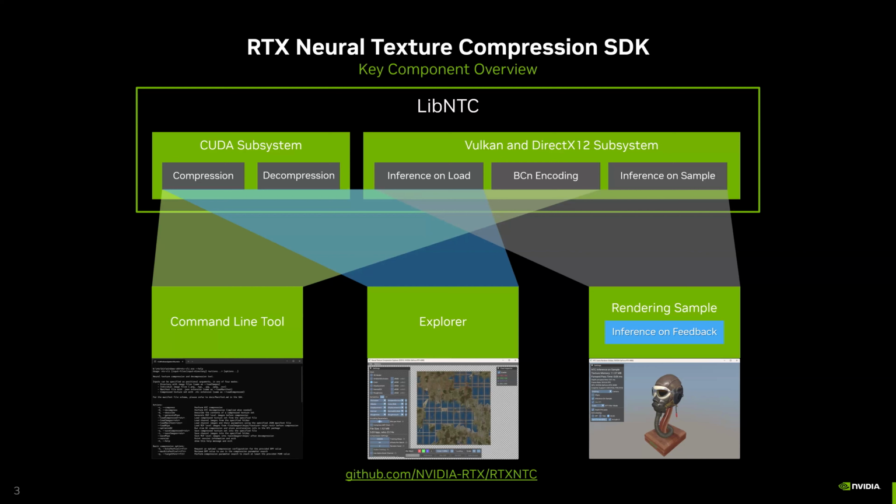And then the third application is the rendering sample. It's a very simple renderer that just loads a glTF model or several models. And those models are supposed to have NTC textures pre-compressed. There is a script that processes glTF assets and compresses their textures into NTC, and the renderer just picks that up. This SDK is currently available on GitHub if you follow the link here on the bottom of the slide.